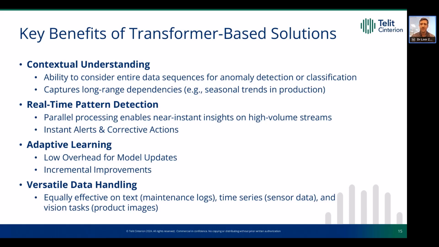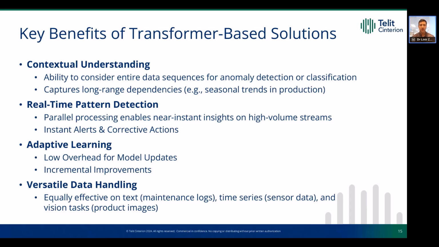And again, just key benefits, similar to what we said before. There's the contextual understanding, so it can consider entire data sequences for anomaly detection or classification. It can capture the long-range dependencies. It can see, for example, if you have a long period of time of data, it can find the different trends. Again, without teaching it too much, you can fine-tune some transformers, but essentially, it can learn by itself and find those different trends within a data set.